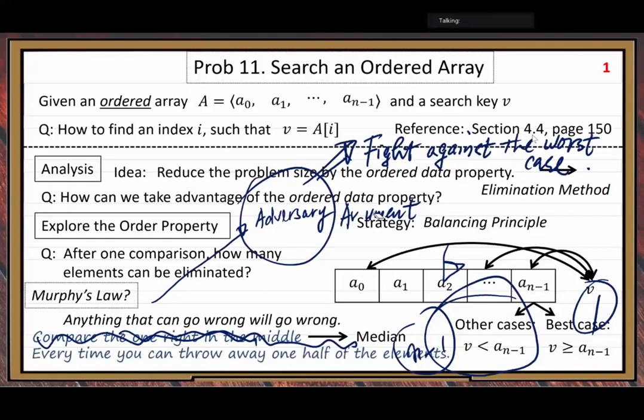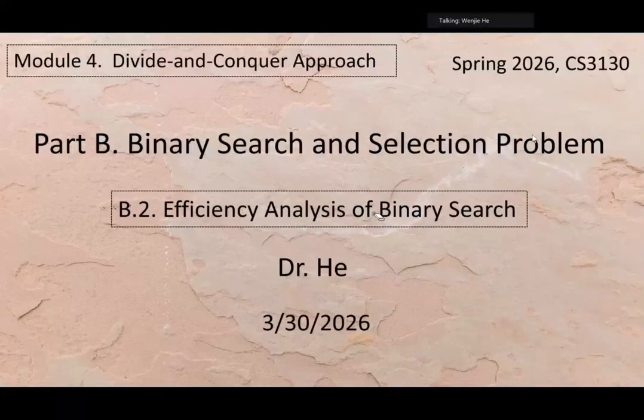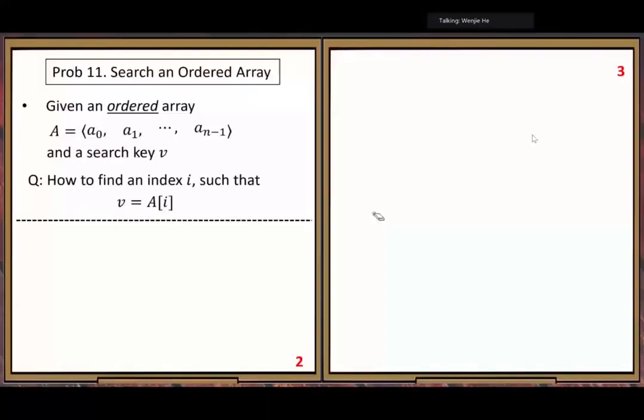Next, let me go a little faster, because this step was relatively hard, so I spent a lot of time. The next step, B.2, efficiency analysis of binary search. This time, we need to look at the efficiency. We pass that divide and conquer step. Now we want to consider how efficient it is if we apply the strategy. What strategy? We always compare the given key with the median of the current array.